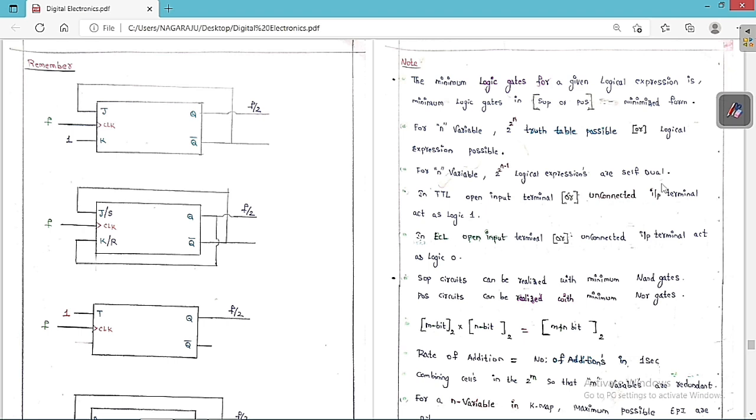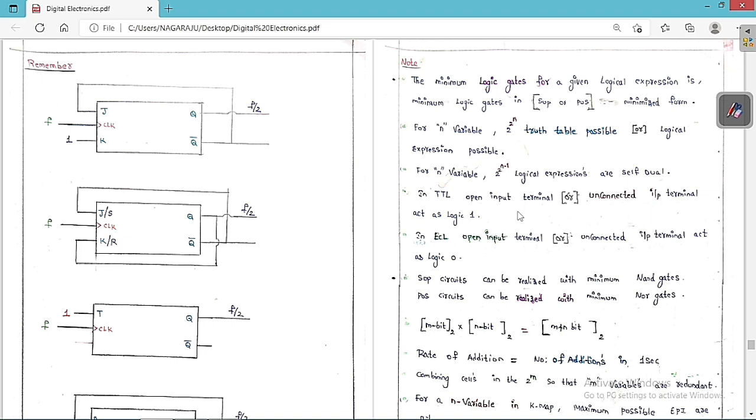Self-dual means, as I have already told you, f of duality is equal to the dual. So if you take the dual of a function and you get the same function f back, it is said to be a self-dual function. Therefore, for n variables you get 2 to the power of n minus 1 logical expressions that are self-dual.